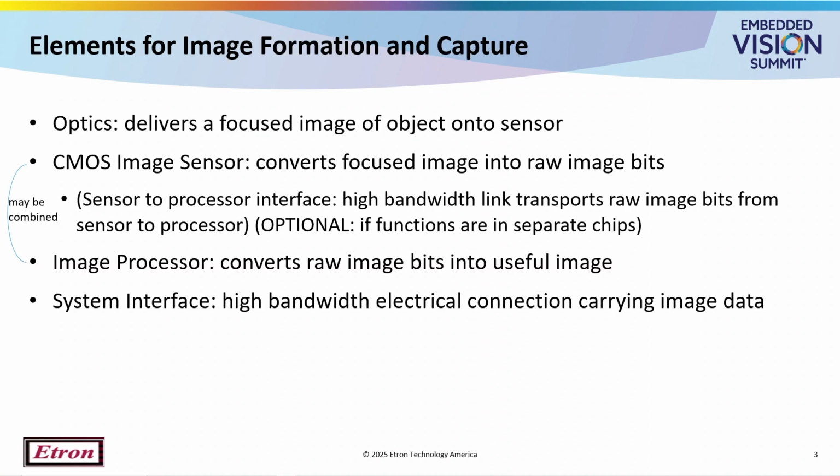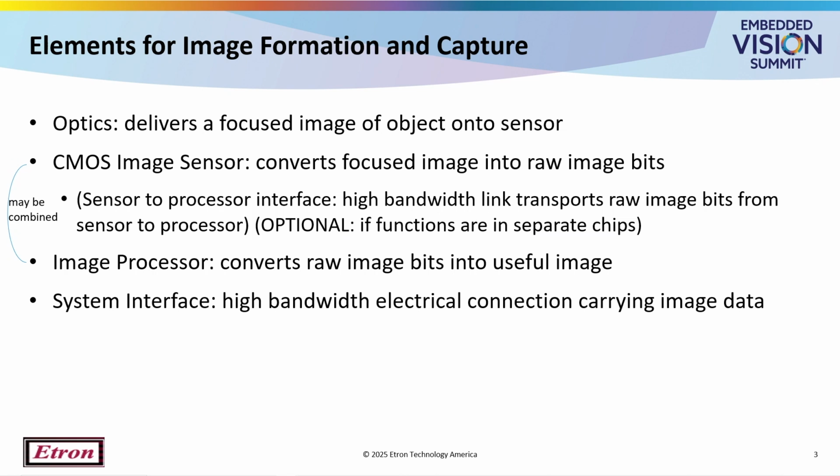The elements for image formation and capture: you've got optics, an image sensor, an image processor, and some kind of a system interface. The optics' job is pretty simple. It's to deliver a focused image of an object onto the sensor. And then the CMOS image sensor, of course, converts that focused image into raw image bits.